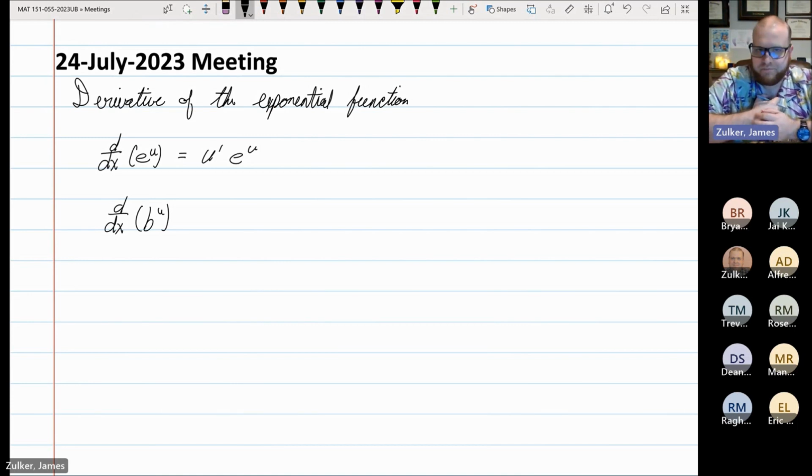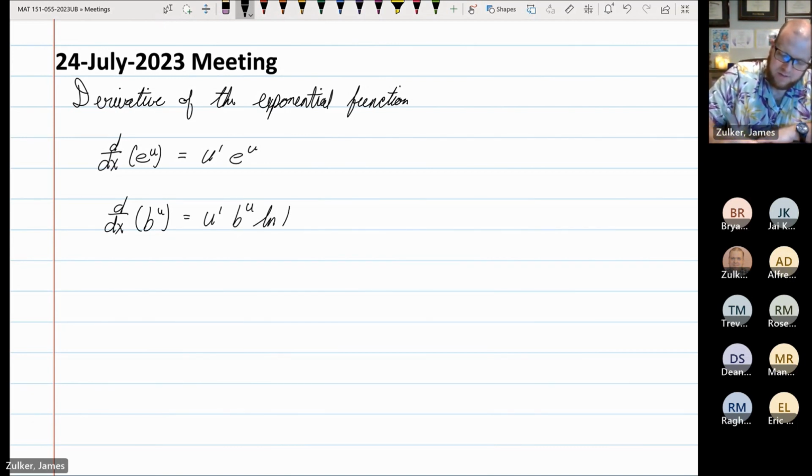Derivative of a more general exponential function, b to the u: u prime times b to the u times the natural log of b.